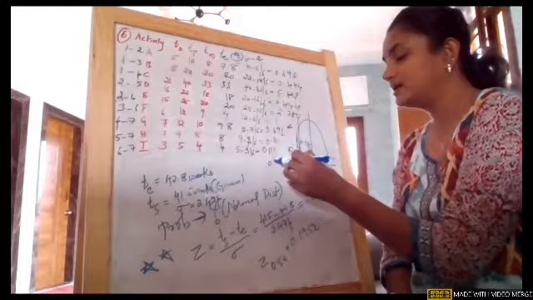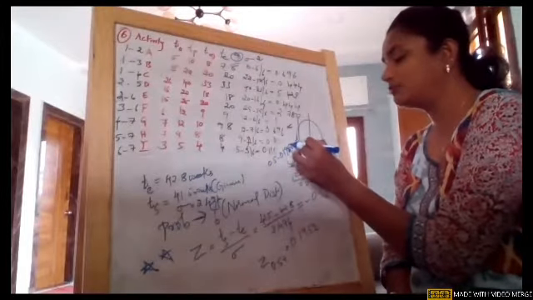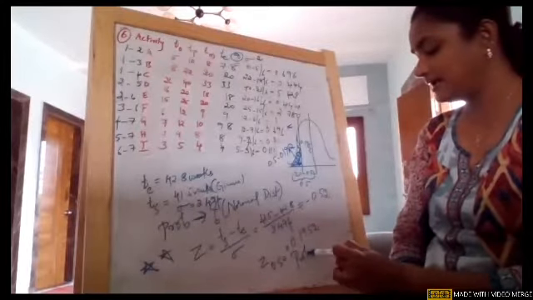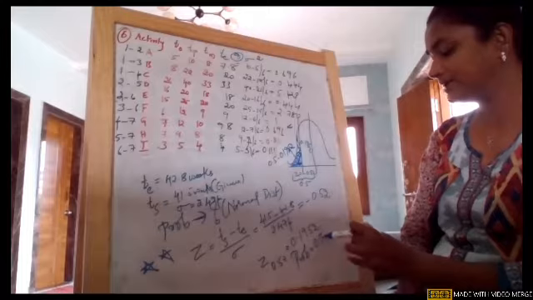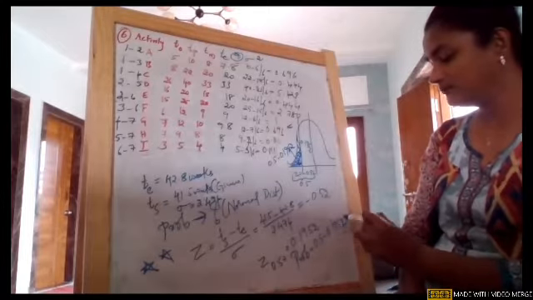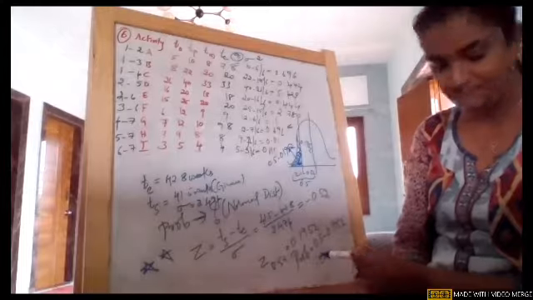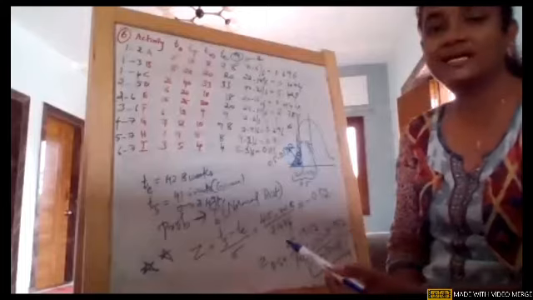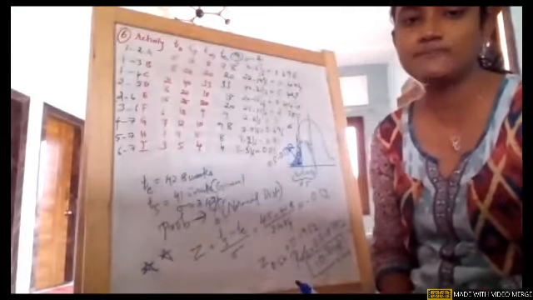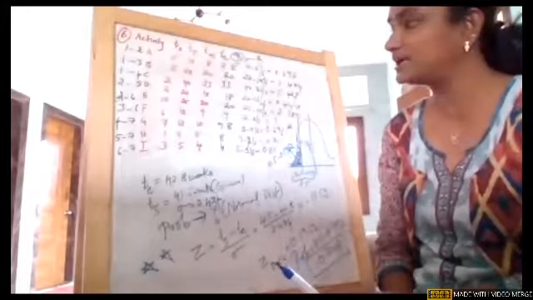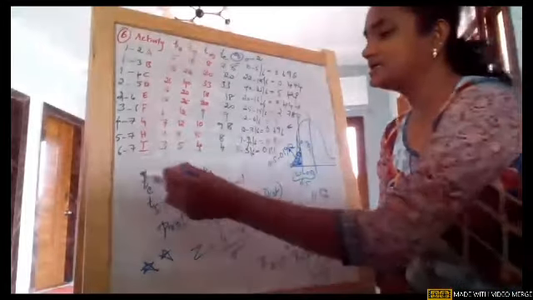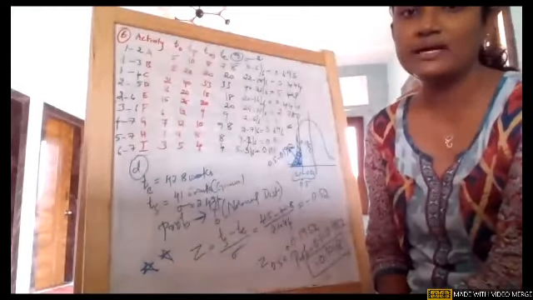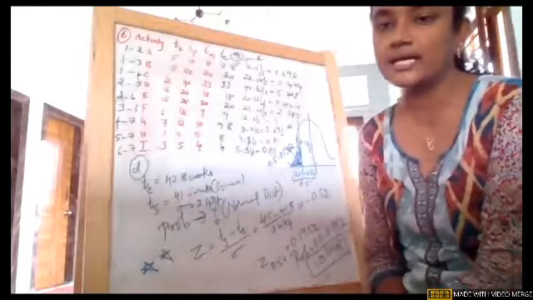So 0.5 minus 0.1952 gives you the area, the probability, which I'm writing here: 0.5 minus 0.1952, which is equal to 0.3048. So this is the probability that the project will be completed in 41.5 weeks. You can write the interpretation for this particular question. This is question D: the probability that the project will be completed in 41.5 weeks. Am I clear, girls? Any doubt in this?